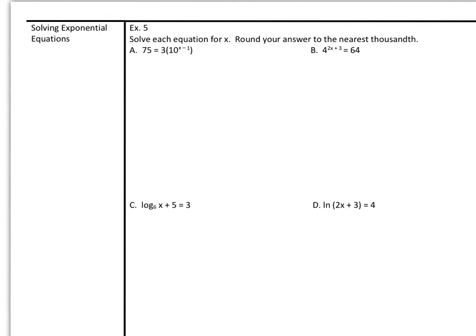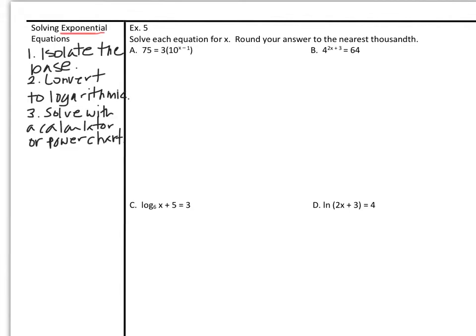We finished lesson 6.3 with solving equations. We'll look at solving exponential and logarithmic equations, and we end with an application problem. The first thing we're going to do is look at the steps for solving exponential equations.